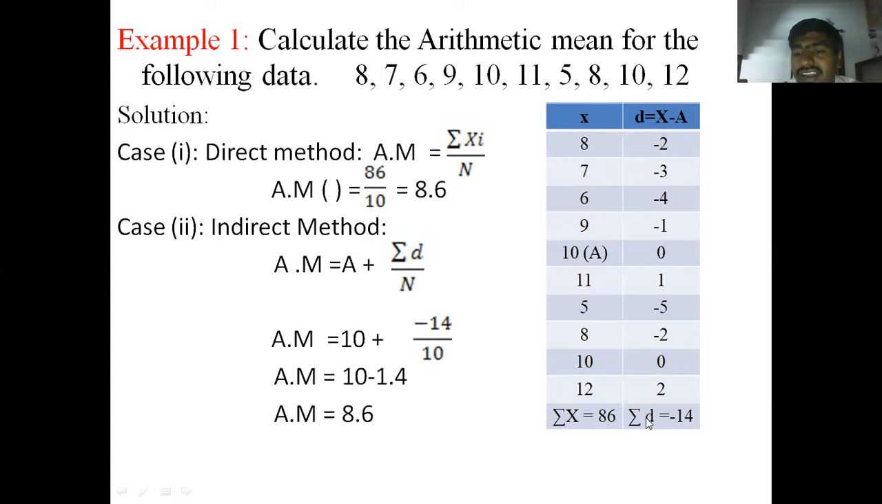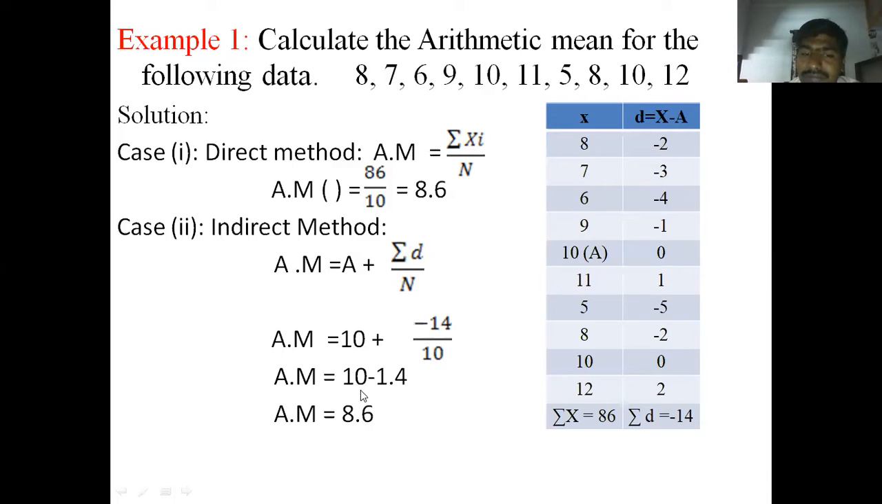After getting that, we find the sum of D. If you find the sum of all D values, we get minus 14. After getting the sum of D, substitute in the formula. Our formula is A plus sum of D divided by n. Our A value is 10, so 10 plus sum of D, where sum of D is minus 14, divided by 10.